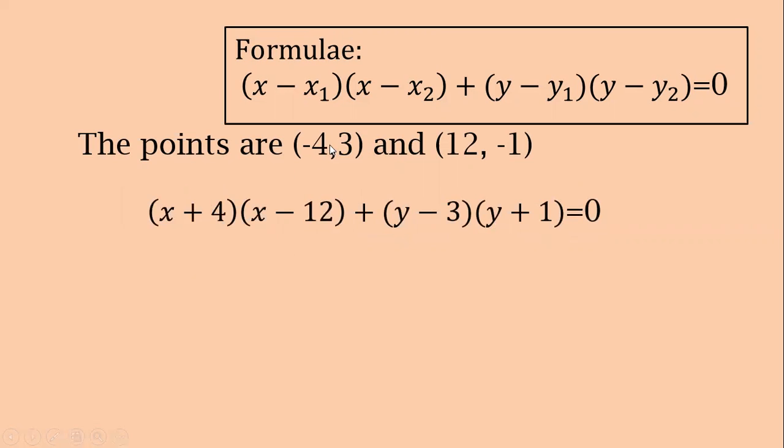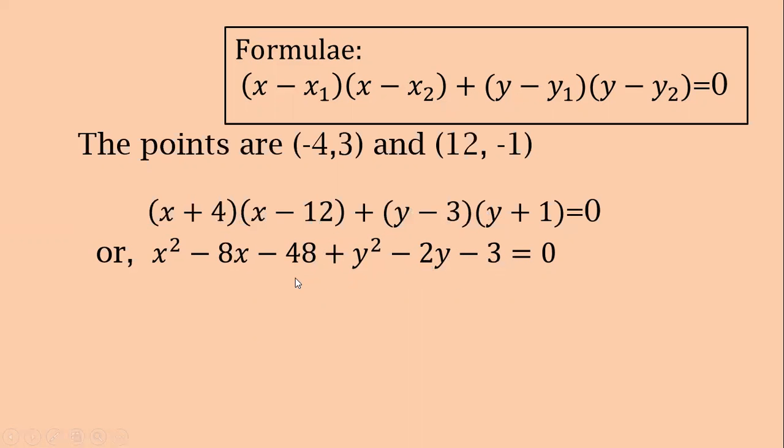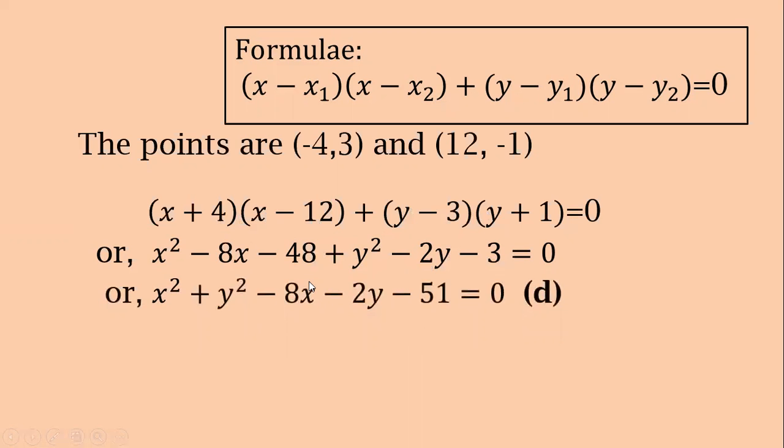That is, in place of x1, we put -4. In place of x2, we put 12. So in the formula, as it is minus, it is -12. Then y minus y1 and y minus y2. So multiplying, we get x square plus y square minus 8x minus 2y minus 51 equals 0, and this is the equation of the circle. So option D is correct.